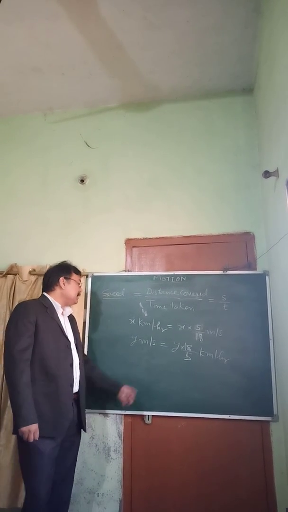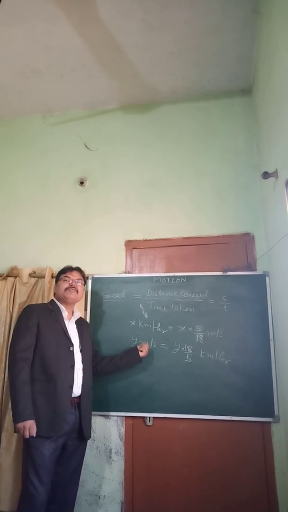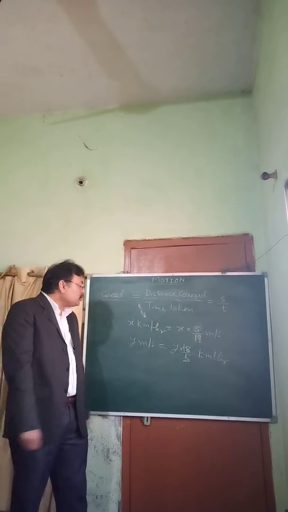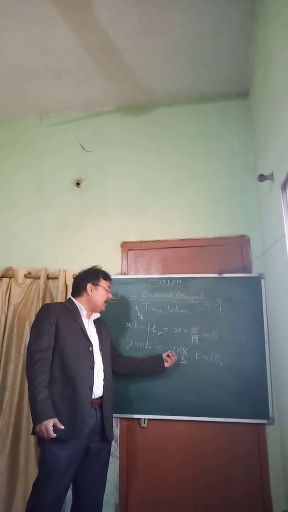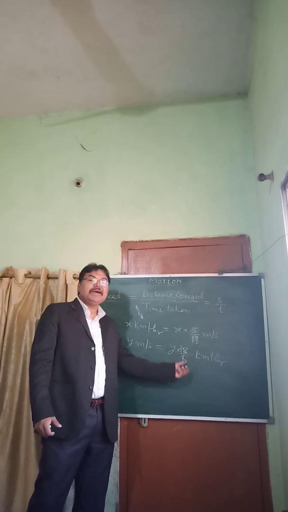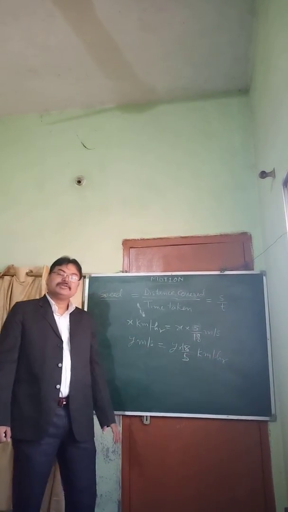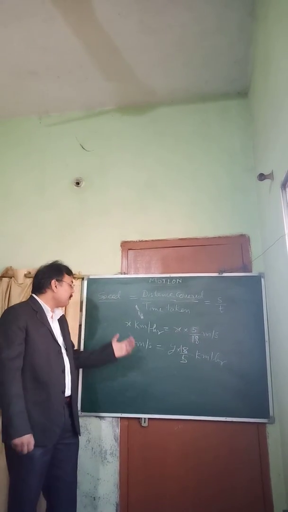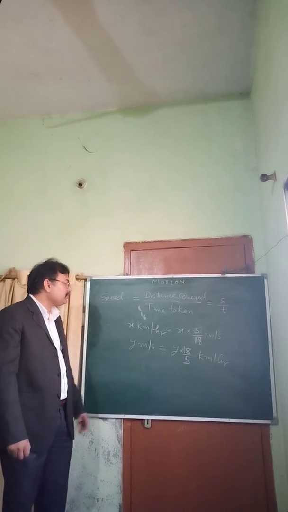Now, suppose it is given in meter per second. Again, I have taken a symbol y. Suppose it is y meter per second. Then how to convert into kilometer per hour? To convert into kilometer per hour, you have to multiply that y by 18 by 5. And the result you will get will be in kilometer per hour. So in this way, you can convert from meter per second to kilometer per hour, and from kilometer per hour to meter per second. These are the conversion factors. Please note it down.